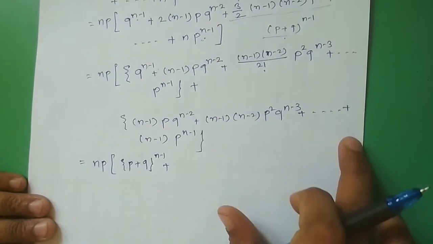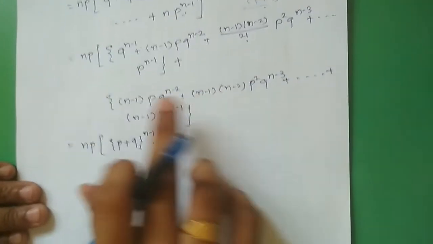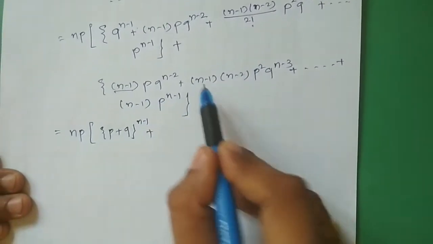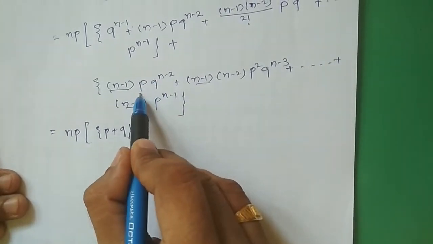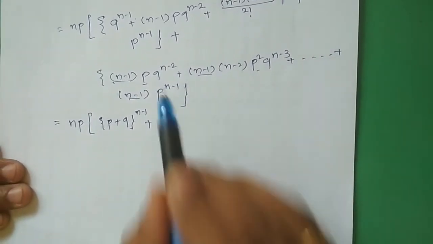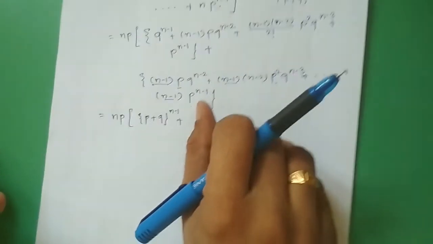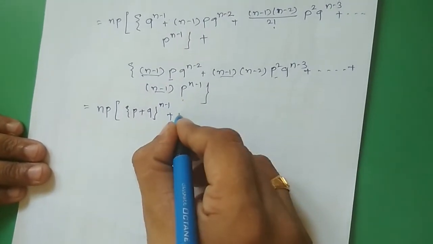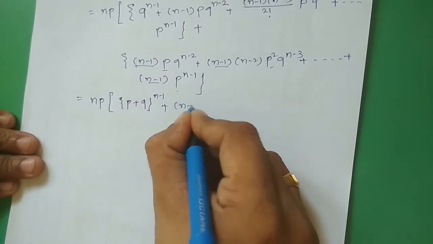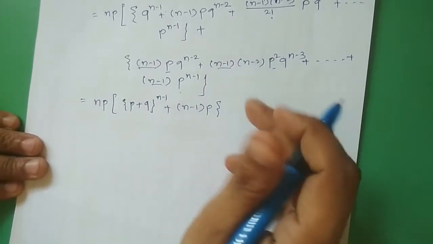In the next bracket, if you carefully observe, you can find that there are two common terms: a n minus 1, which is one term, and the next term is a p. In each and every term you get two common terms, that is a n minus 1 and p. So we take n minus 1 into p outside the bracket, and whatever remains is written inside the curly bracket.